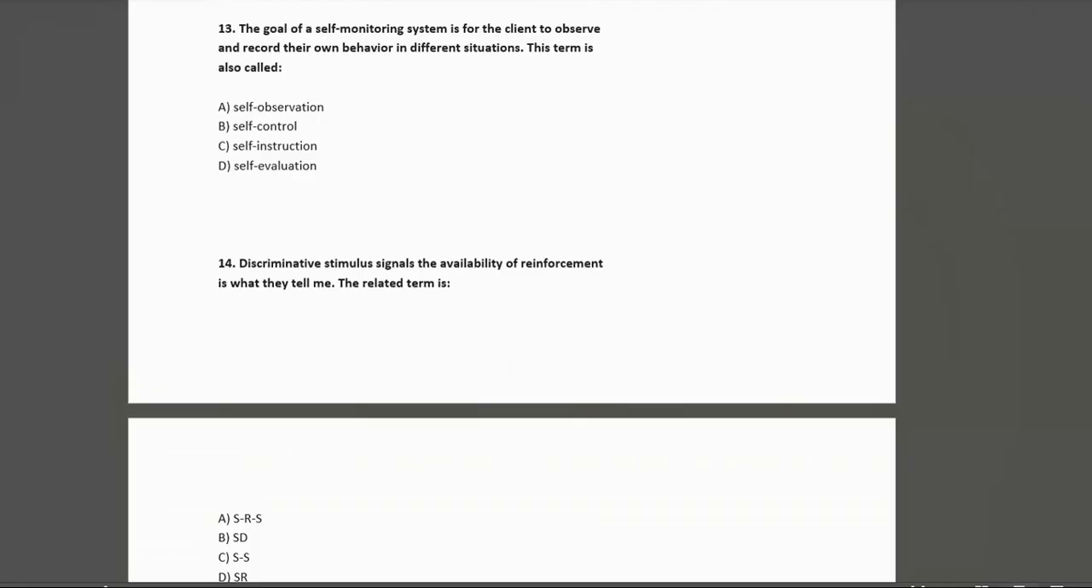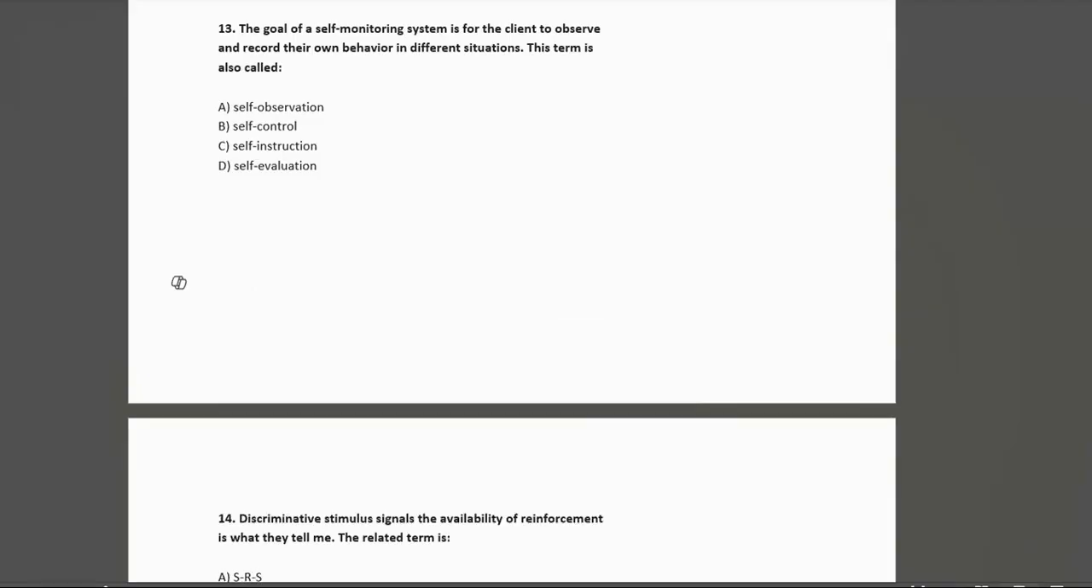The goal of a self-monitoring system is for the client to observe and record their own behavior in different situations. This term is called self-monitoring. So D, self-evaluation. Self-evaluation. We're going to go to 20.